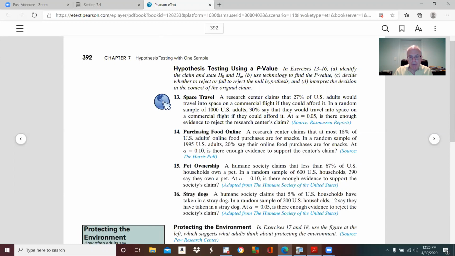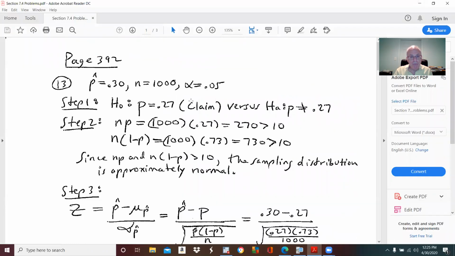All right, so let's go to solutions. Here's p hat, here's n, here's alpha. Here's our claim, the null hypothesis. Here's the alternative. If the null is equal to, the alternative must be not equal to. All right. Now, the only thing I would correct here is I'm calculating n times p and n times 1 minus p.